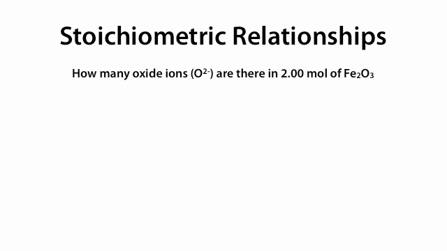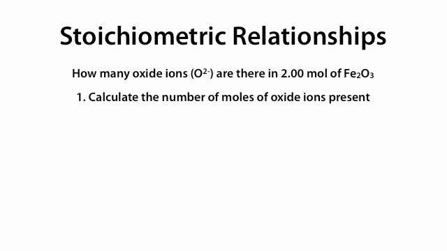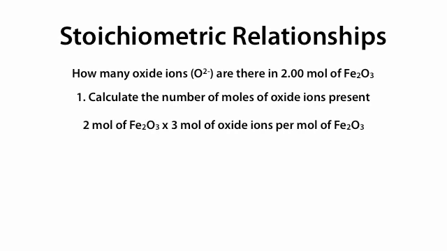Another type of question we might see is how many oxide ions, or O2-, are there in 2 moles of Fe2O3? Step 1. Calculate the number of moles of oxide ions present. There are 2 moles of Fe2O3, and there are 3 moles of oxide ions per mole of Fe2O3. Because there are 3 oxide ions per compound, therefore there are 3 moles of oxide ions per mole of the compound. We multiply 2 by 3, and we get 6 moles of oxide ions present.